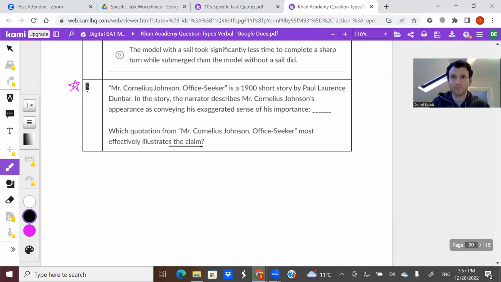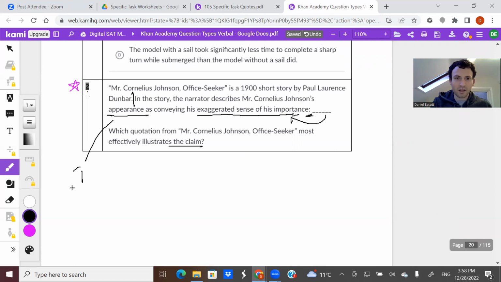So let's see what the claim is. Mr. Cornelius Johnson, office seeker, is a 1900 short story by Paul Laurence Dunbar. In the story, the narrator describes Mr. Cornelius Johnson's appearance as conveying his exaggerated sense of his importance. Okay, so again, the claim is right before the blank. It's set up with a colon there, so this has to further support the claim. And we must show that the man's appearance conveys his exaggerated sense of self-importance.